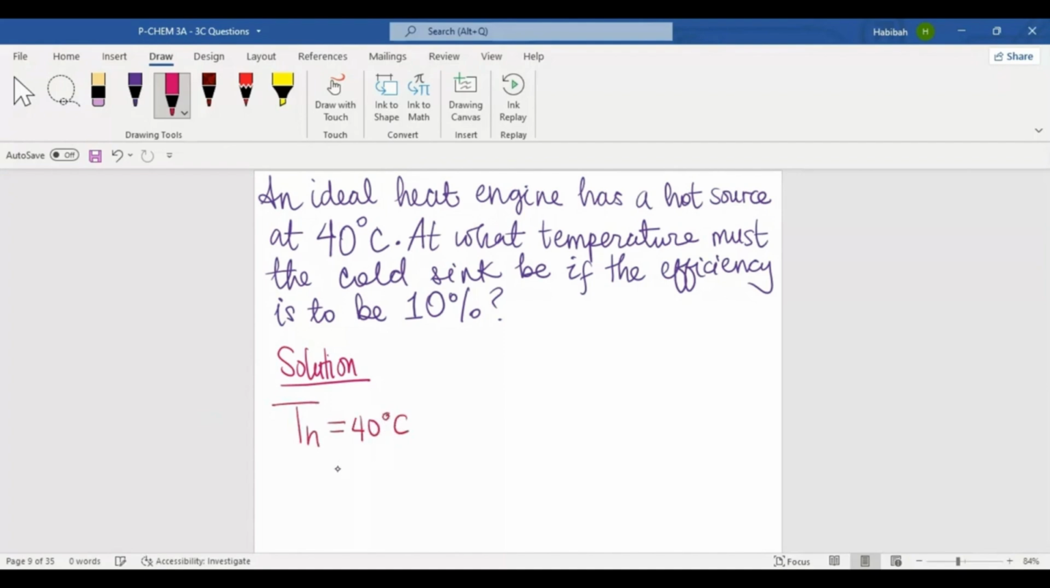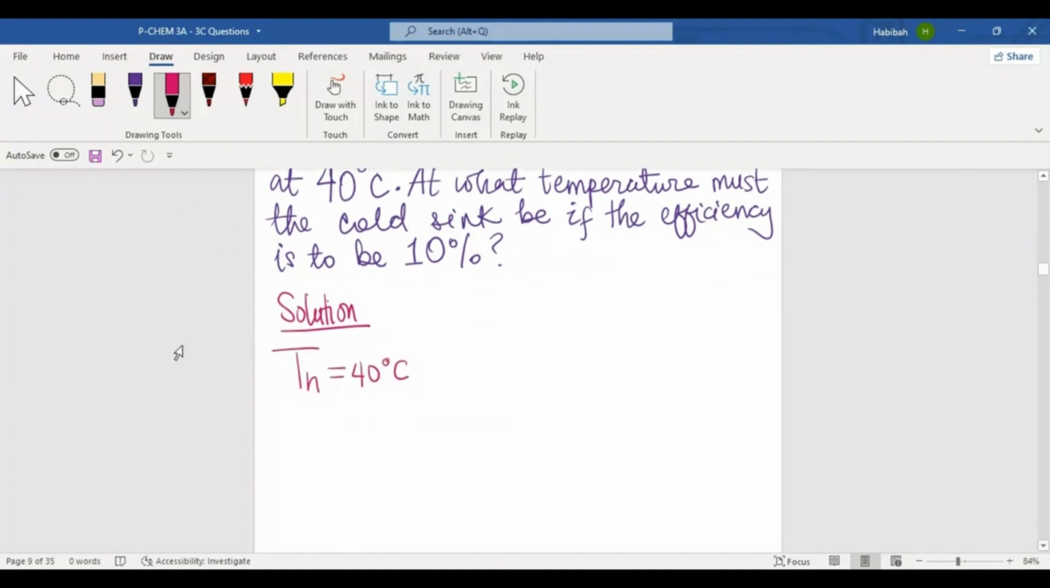And as we know in chemistry, anytime we're given degrees Celsius, we have to go to kelvins. So we just have to say the temperature of the hot source would just be the 40 degrees Celsius that we know plus 273.15. So the temperature of the hot source becomes 313.15 kelvins.